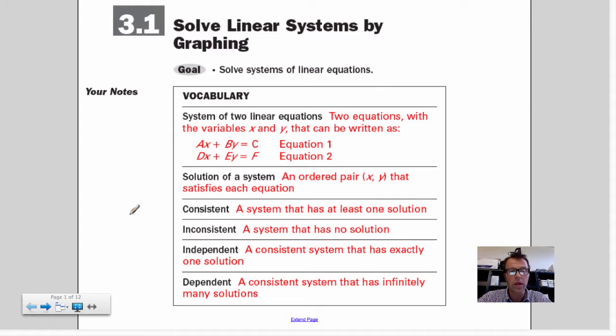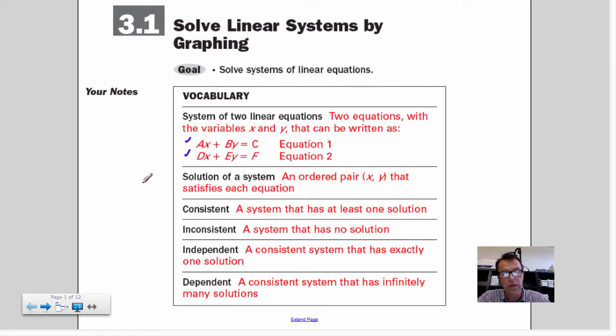Okay, let's go through the vocabulary. System of 2 linear equations. So basically 2 lines. You're solving for the point of intersection. The book here presents both lines in standard form, which should look familiar, right? Especially the first equation, ax plus by equal to c. If you were graphing, you would typically always solve for y, or you could always graph using intercepts, and we'll talk more about that. The solution of a system is an ordered pair that satisfies each equation.